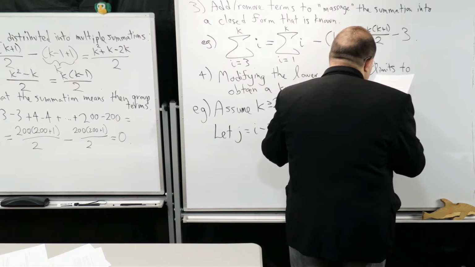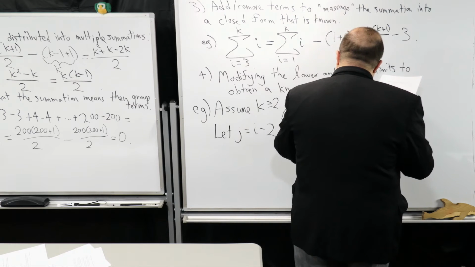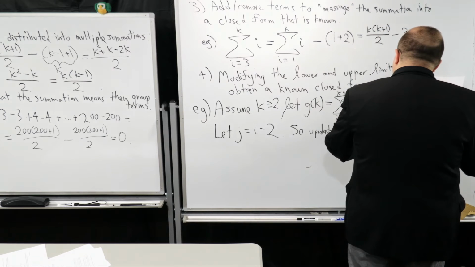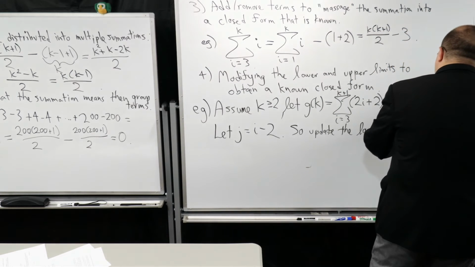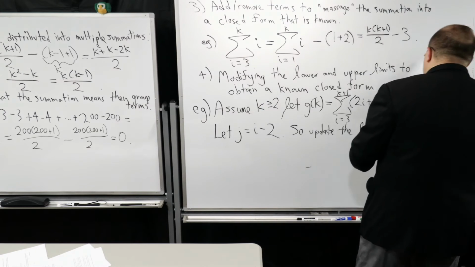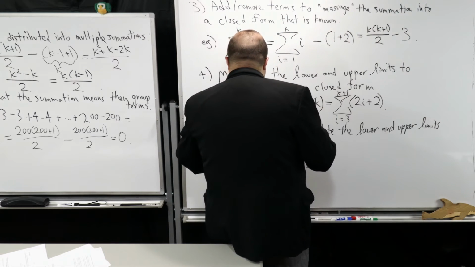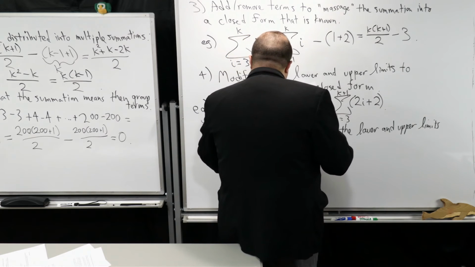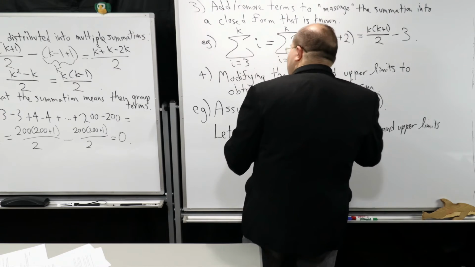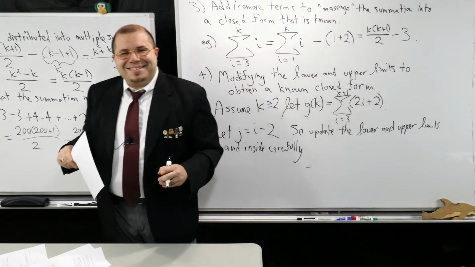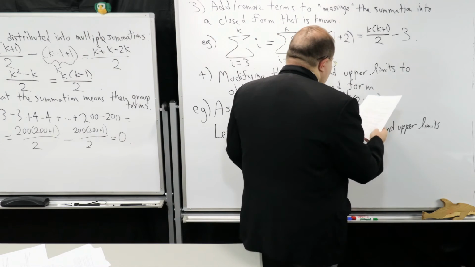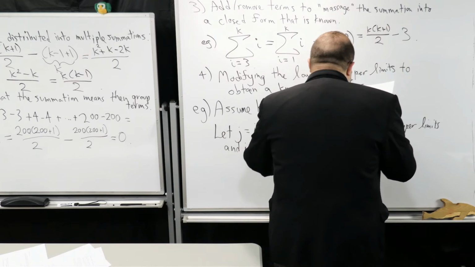So update the lower and upper limits and inside. Be careful. The inside part is most important. Oftentimes students will forget to update the inside, the summand. That will cause a lot of problems down the line. You'll get an incorrect sum, most likely.